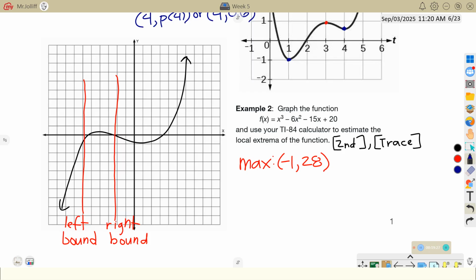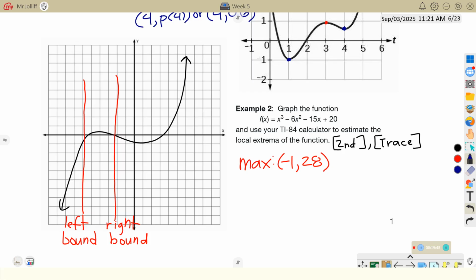There we go. Good. And then in order to find our maxes and mins, we're going to hit second trace. And then we want a maximum. Good. You're going to move your cursor to the left of that little peak there. Well, over further, further, further. It's better to be overly cautious. Good. And then enter to set it.